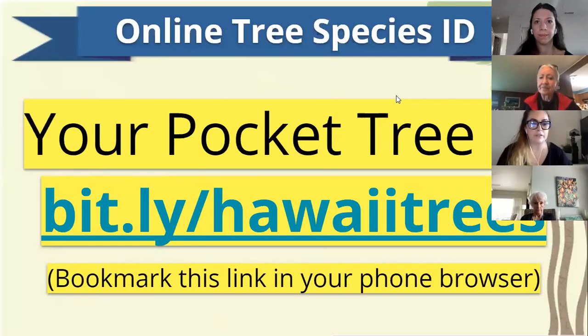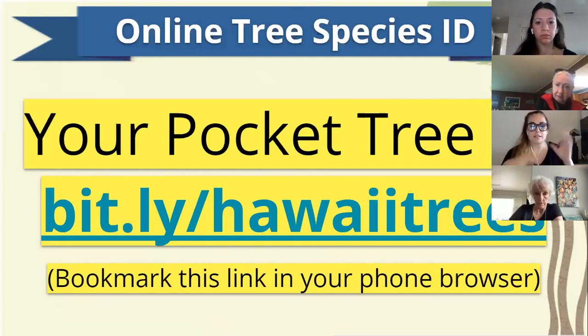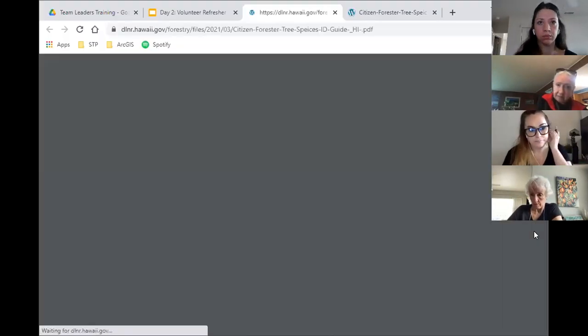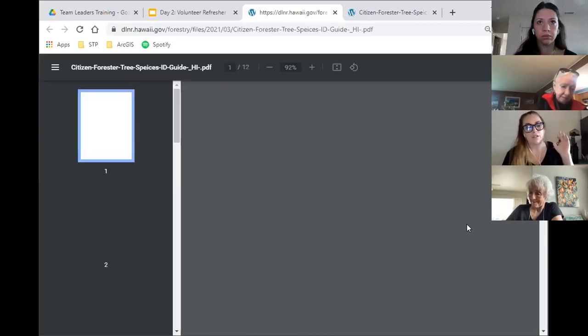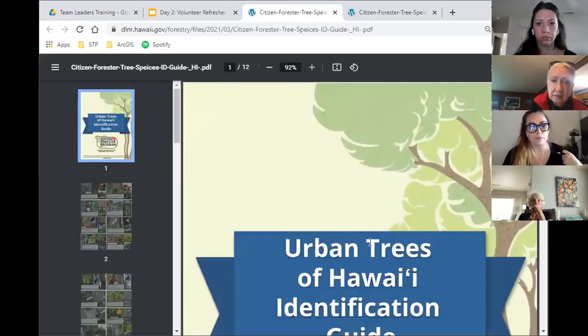All right, so I do have a tool that you can use. This is a web address. If you do bit.ly/hawaiitrees, no upper cases, it's all lowercase. If you plug that into your phone, it's going to pull up. And if Morgan actually wants to click on it, this is going to take us out to a browser. You can do it on your computer as well, but it works on your phone.